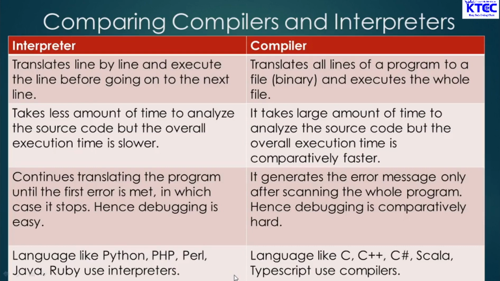Now let's look at the examples once again. Languages like Python, PHP, Perl, Java, Ruby use interpreters. Languages like what? C, C++, C Sharp, Scala, TypeScript use what? Compilers. So basically, that is that.